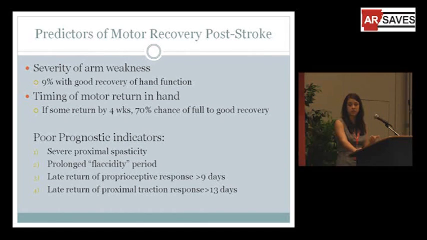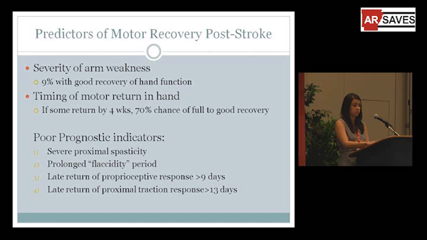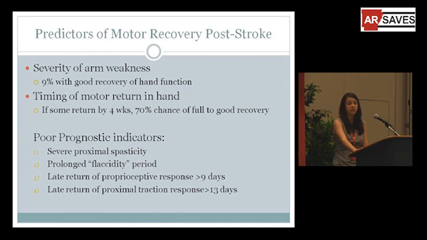Things that are poor prognostic indicators that we see on the rehab ward: proximal spasticity, so spasticity in the upper portion of the limbs, hips and shoulders, because if they have spasticity there, it's hard for them to overcome those spastic patterns to use the distal portion of their limbs. If they have prolonged periods of flaccidity, so if their hemiplegic side is flaccid for usually greater than 3 to 4 weeks, chances of recovery are not as good.